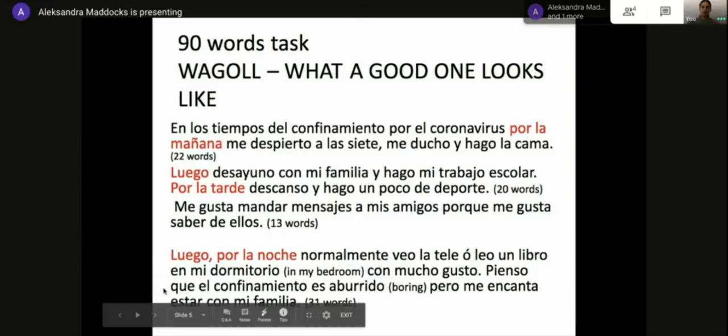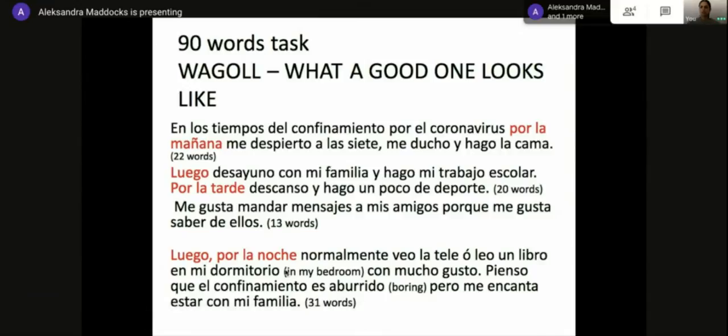And finally, the last paragraph. Luego, por la noche, later in the evening, normalmente veo la tele o leo un libro en mi dormitorio con mucho gusto. I'm obviously basing this a little bit on my knowledge in general of the vocab in Spanish. Like I've added the word en mi dormitorio, in my bedroom. So you can always add what you know from the former topics into your writing.